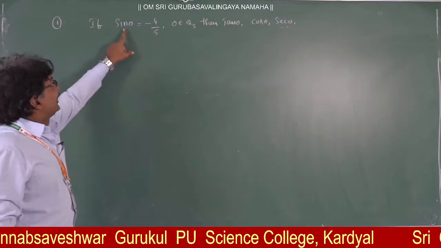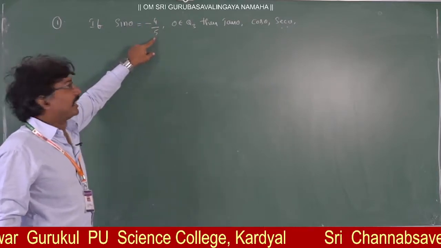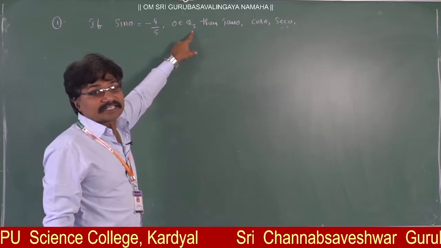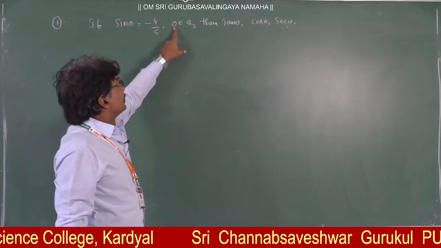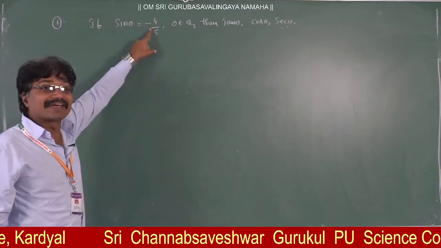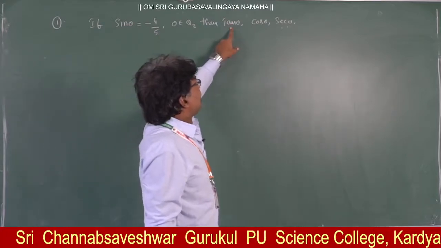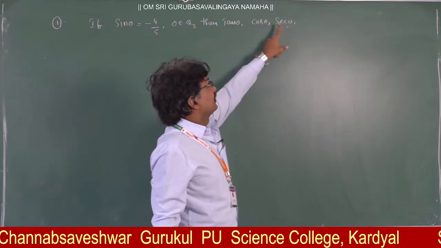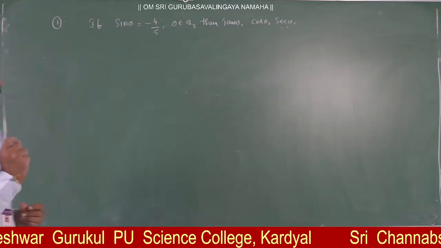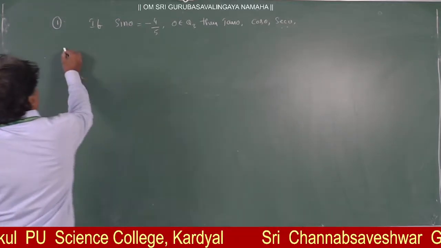What is the given value? Sin theta is equal to minus 4 by 5. Theta belongs to third quadrant. That is a very important point here. In the third quadrant, sin value is negative. So we have to find the values of tan theta, cos theta, secant theta. Three values. So the symbol is very important in this problem. Okay? So first of all, solution.